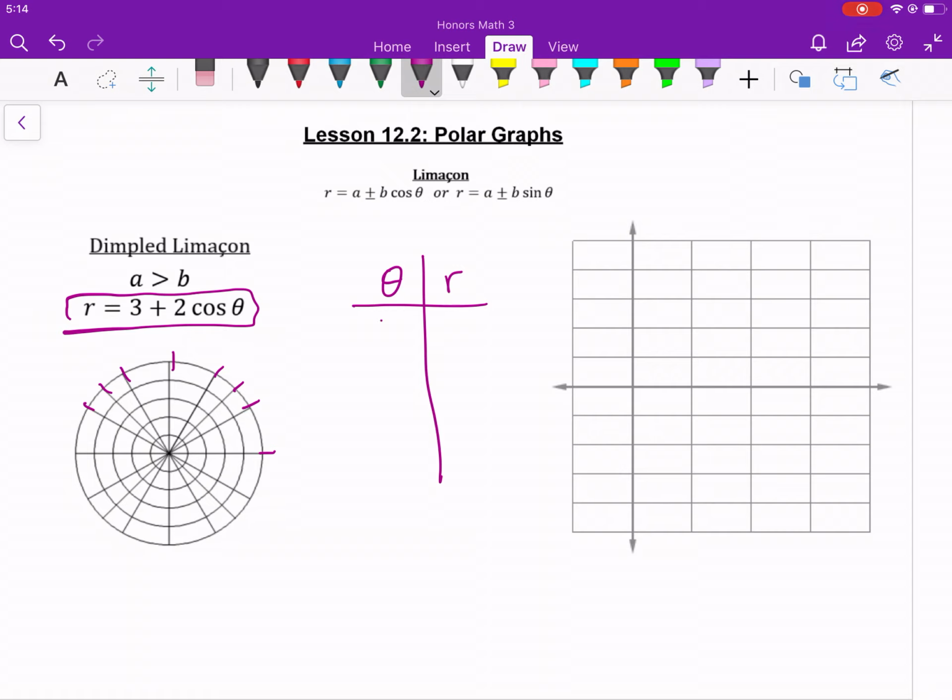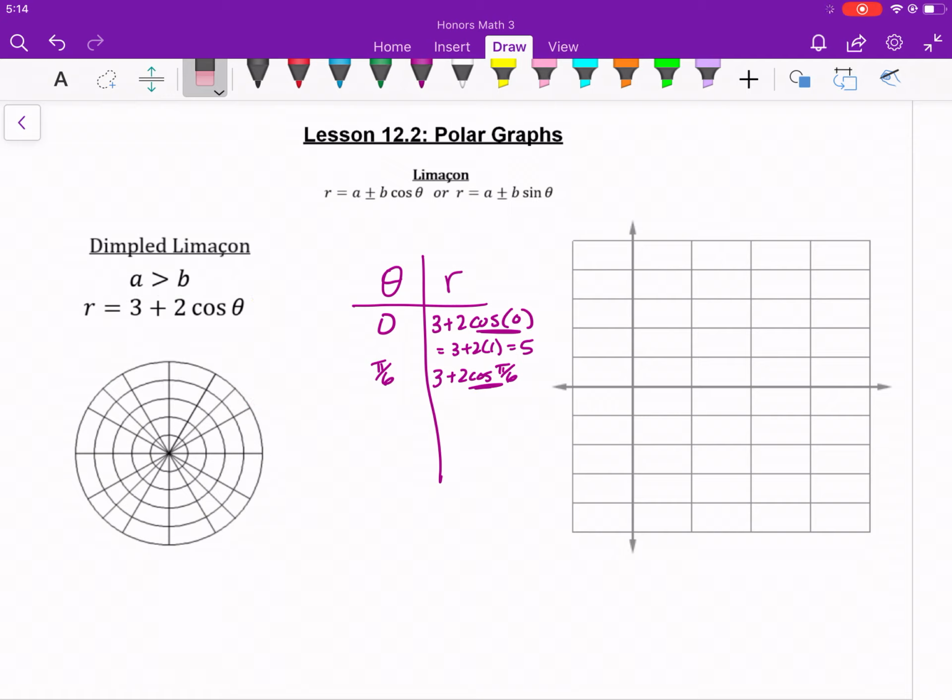So, for instance, if I put 0 in, I'd do 3 plus 2 times cosine of 0. I'd evaluate what cosine of 0 is, which is 1. And so this would be 3 plus 2 times 1, or 5. And then I could plot 0, 5, and so on. And then you could do that with pi over 6, and do 3 plus 2 cosine of pi over 6, figure out what cosine of pi over 6 is, multiply it by 2, add 3, and then plot that. Okay? So if worst comes to worst, it's kind of miserable, but you could do that.